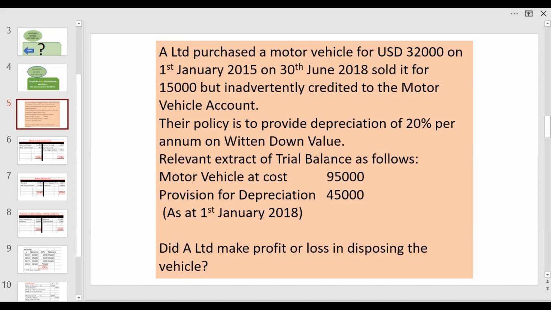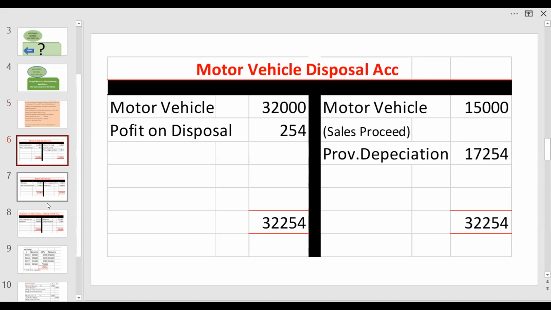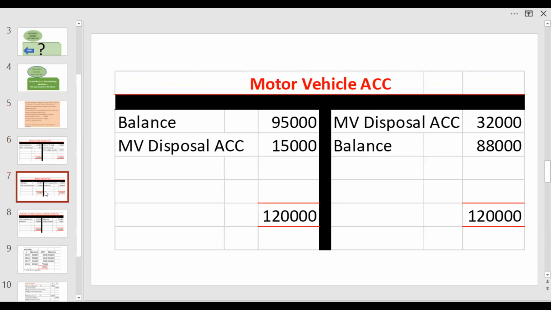Right. Now we go back to the accounts. Now, in order to sell the motor vehicle, we will have to transfer the value of the motor vehicle to the disposal account, which is shown here.